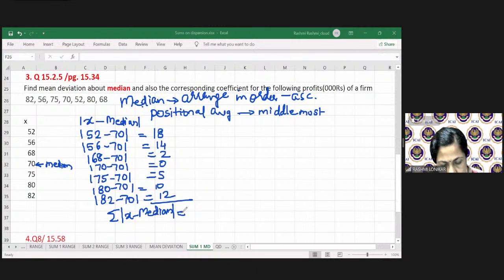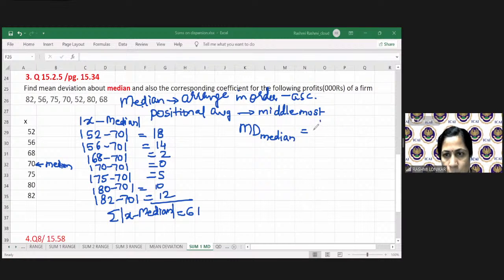Is it 51 or 61? Pranjali, Sanjay, tell me. Let me see. 18 plus 14, right? Plus 2 plus 5 plus 10 plus 12. Answer is 61. Right? Yes? So many have got 61. So now can anybody tell me mean deviation about the median?